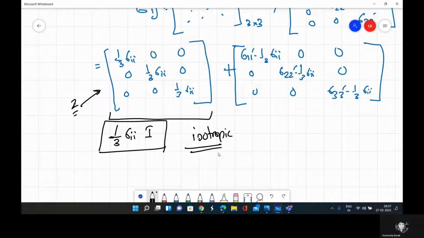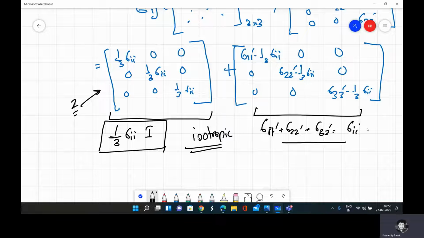Fine. Now what is the second part? The second part, as of now, is simply a diagonal matrix, that is fine. But there is another property. If you find the trace of that, it is simply 0. Because sigma 11 prime plus sigma 22 prime plus sigma 33 prime is equal to sigma ii, because sigma ij equals that, so that trace will be equal to that trace. So we get this. So this is a traceless matrix.